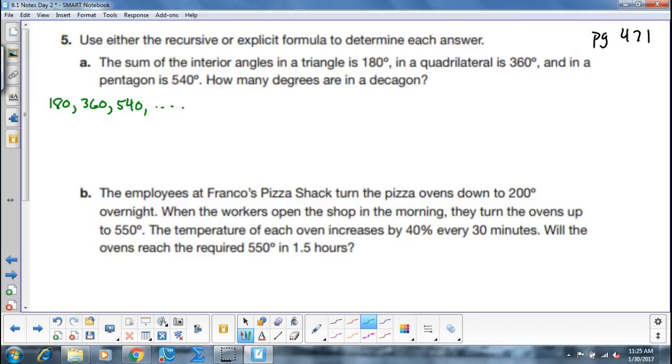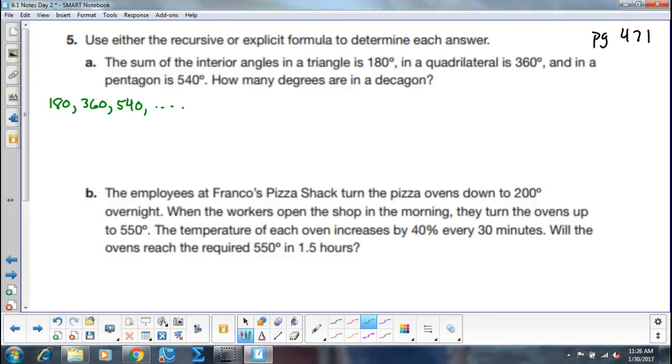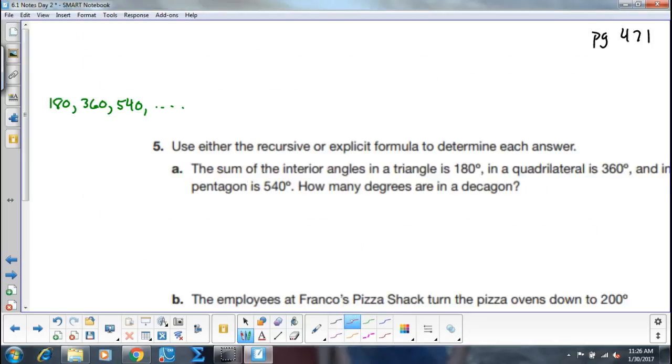Arithmetic or geometric? Arithmetic, because it's always going up by 180, right? So here then, though, I got to think, whoa, what the heck happened there, man?